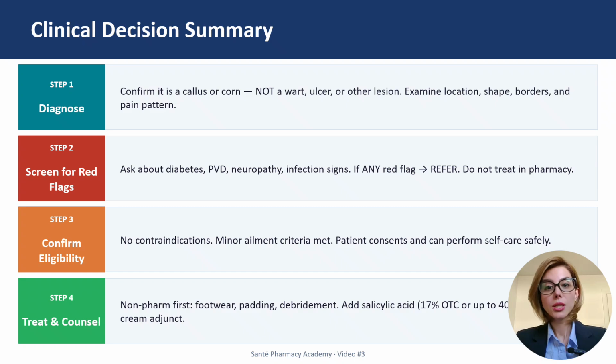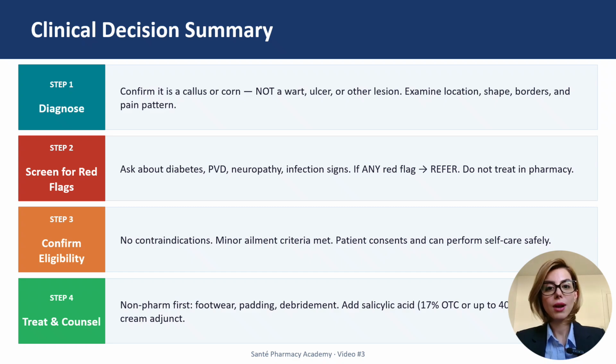Step 1, diagnose. Confirm it's a callus or corn, not a wart, ulcer, or other lesion. Look at location, shape, borders, and the presence or absence of a central core. Step 2, screen for red flags. Ask about diabetes, peripheral vascular disease, neuropathy, and signs of infection. If any red flag is present, refer. Do not treat.